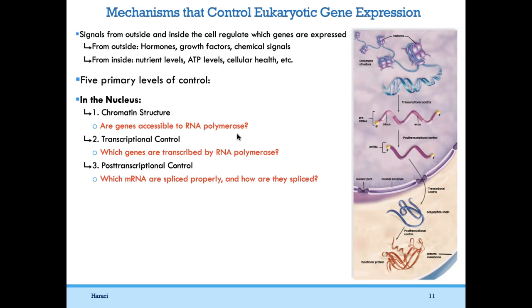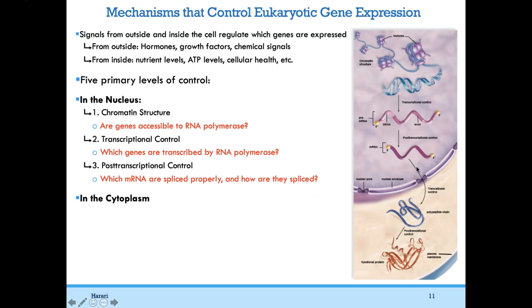Post-transcriptional control happens after transcription, and that refers to which mRNAs are spliced properly, right? Introns and exons have to be removed, exons have to be spliced back together, right? That will also have an impact on gene expression. That all happens in the nucleus.